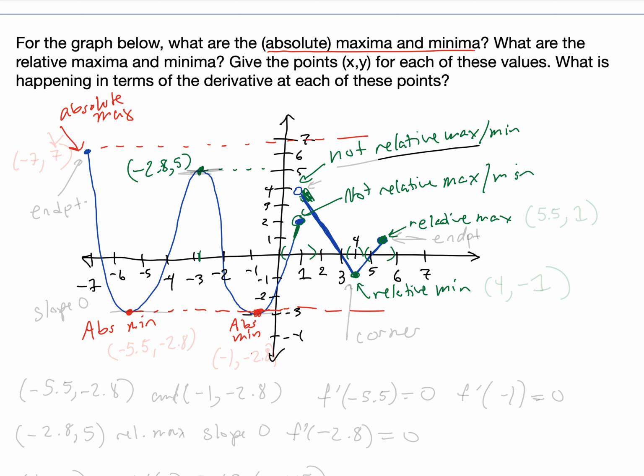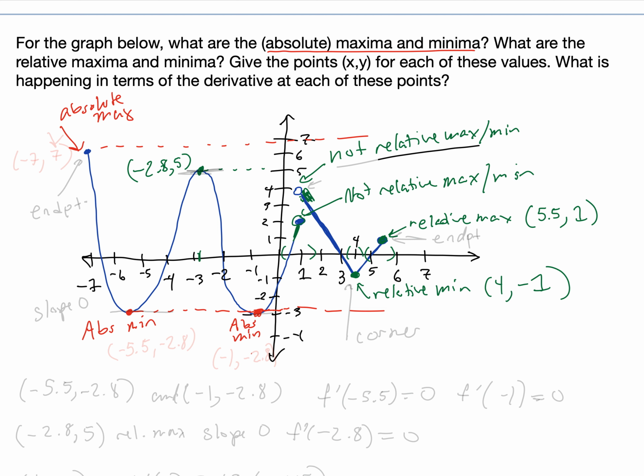So let's label all those points. Maybe this is the point 5.5, comma 1, and those two things were not relative maxes or mins, so we don't have to worry about them. But this one was, and this one was the point 4, comma negative 1 maybe. And what else? We need to also label the absolute maxes and mins.